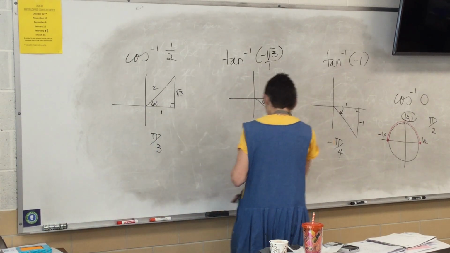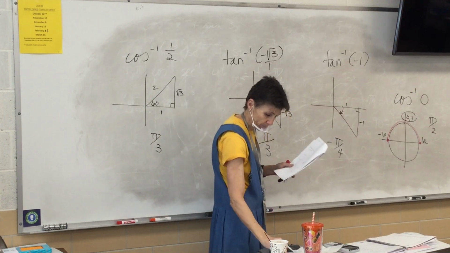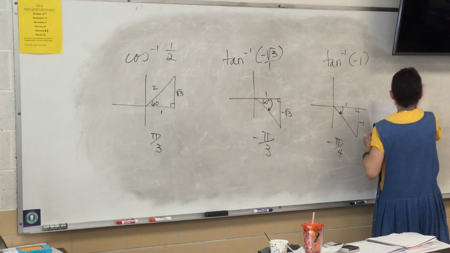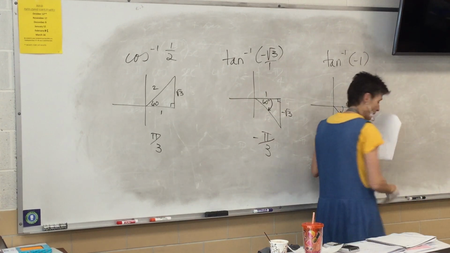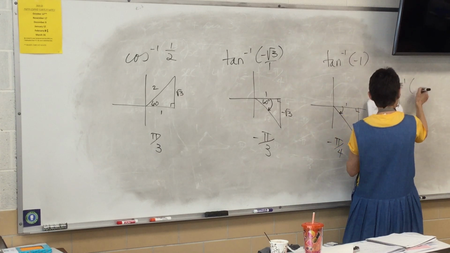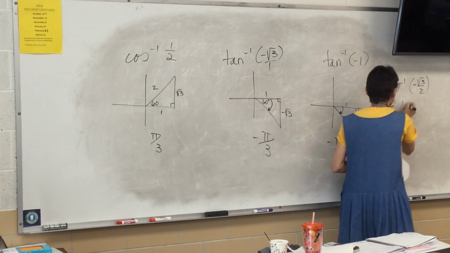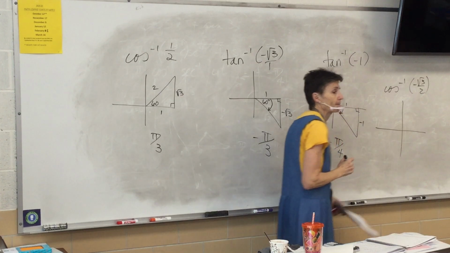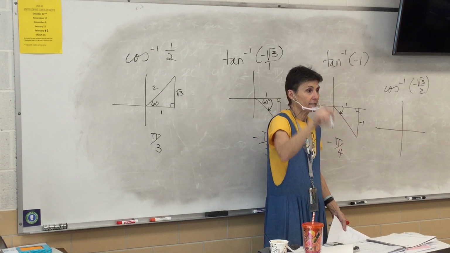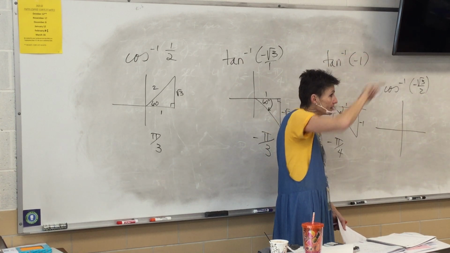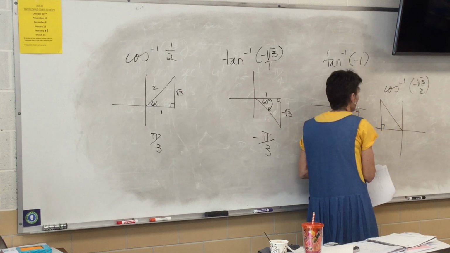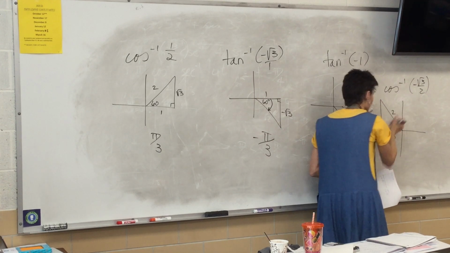Okay, one more. Oh, this is a good one. Where am I going to draw the angle whose cosine is -√3 over 2? Where am I going to draw that? Second quadrant. Because inverse cosine is quadrants 1 and 2. So I'm over here in the second quadrant, and my cosine is -√3 over 2.